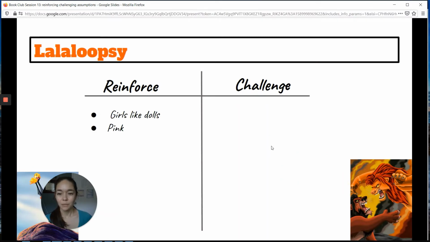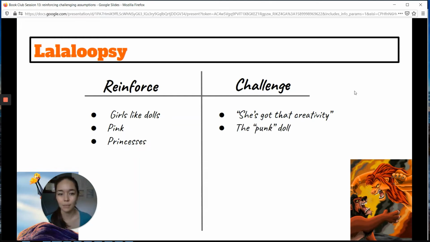So we've got girls like dolls, pink, princesses. What details did you notice that maybe challenged or went against those common assumptions and stereotypes? Maybe you noticed the line, she's got that creativity, or I think there was another one where they talked about the girl who loves music. Those are not typical stereotypes that we usually hear about, right?